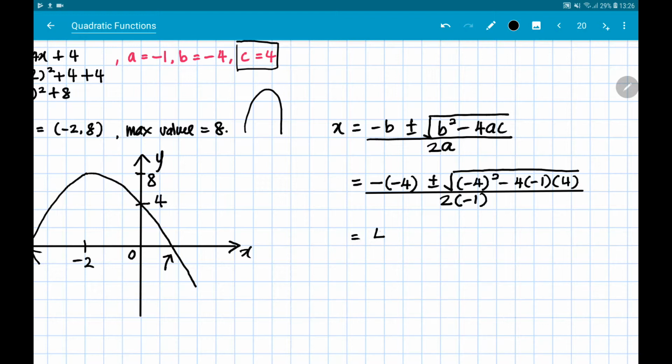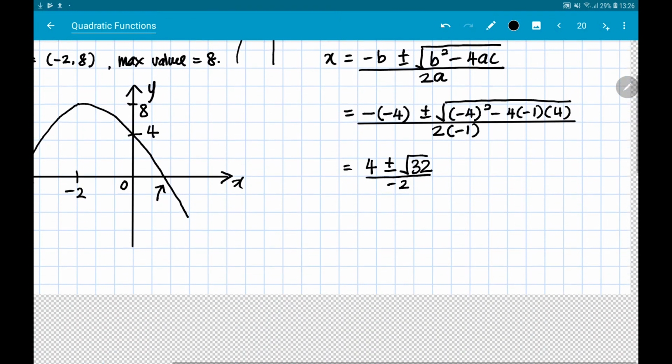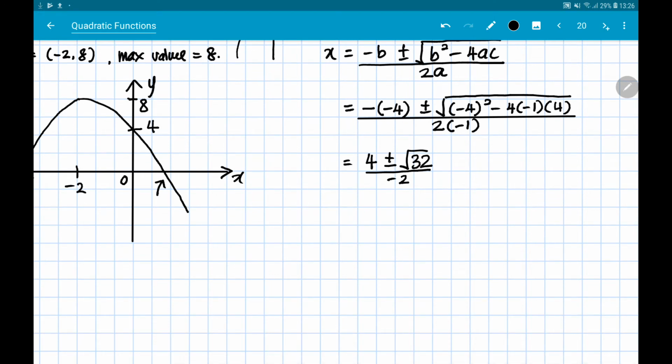One long line. Alright, then we continue to simplify this. Negative becomes positive 4, plus minus. This one here in the bracket, in the square root, you can press your calculator. That will give us square root 32 over 2 times negative 1 is negative 2. Now we need to simplify. I've spoken about surd form previously. So the square root of 32 is the same as the square root of 16 times 2. I can square root 16 to give me 4, but square root 2 will still remain as square root 2. This means I have 4 plus minus 4 square root 2 divided by negative 2.